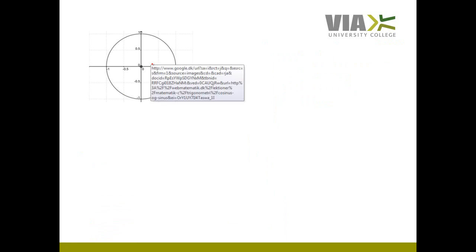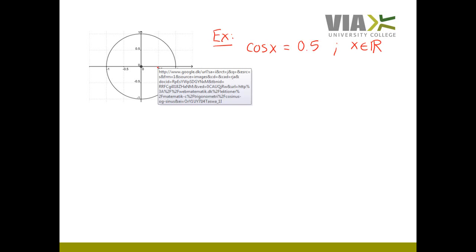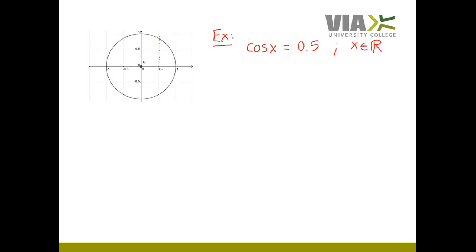Here we have the unit circle, and as you hopefully recall, cosine value we'll find on the x-axis. So if we look at this example here, where we should find the solution to cosine x equals 0.5, and we recall that we don't have any restrictions to x, then we see that what we're actually looking for is angles of x, which will give me a cosine value which is 0.5. And we also remember when we talked about cosine that that will also be the negative angle minus x here, which also will give me a cosine value which is equal to 0.5.